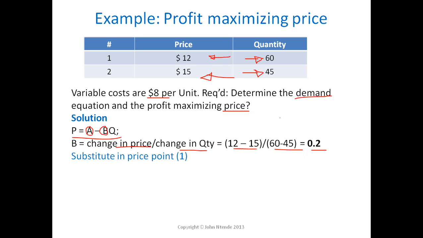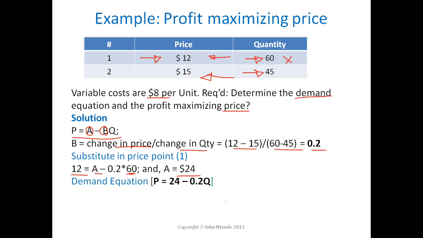So we substitute in the data for price point 1. So we shall have the following expression. 12 will be A minus 0.2 times 30. So you can see I've substituted the 30, which I'm getting from here. And if I solve the simple equation, I get A is equal to 24. Which gives me the demand equation as being P equals 24 minus 0.2Q. So that's our demand equation.